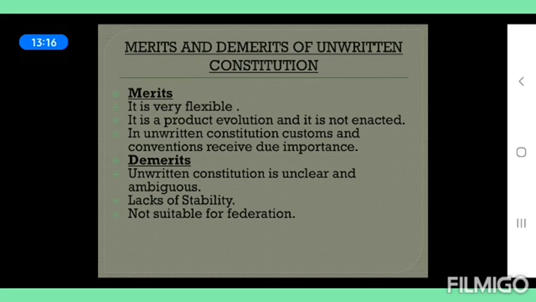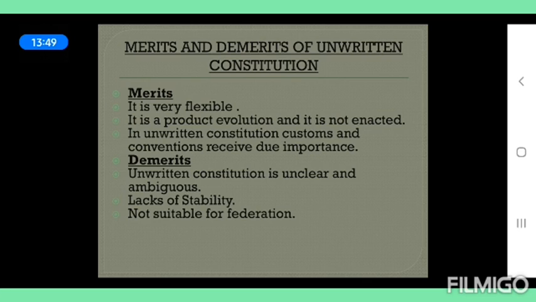It means that in federations we know there has to be a demarcation between the central government and the state government, right? So in a federation, the roles and the responsibilities should be mentioned. For federations, the unwritten constitution is not at all feasible. Only a written constitution is feasible for federations. That is why it is not suitable for federations. So these are the demerits of unwritten constitutions.